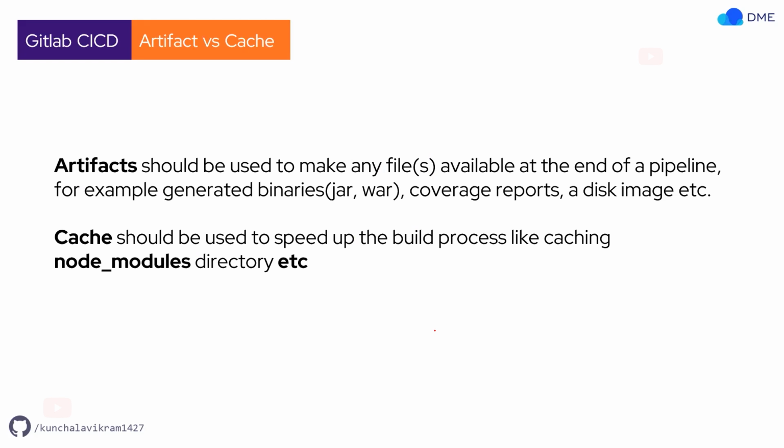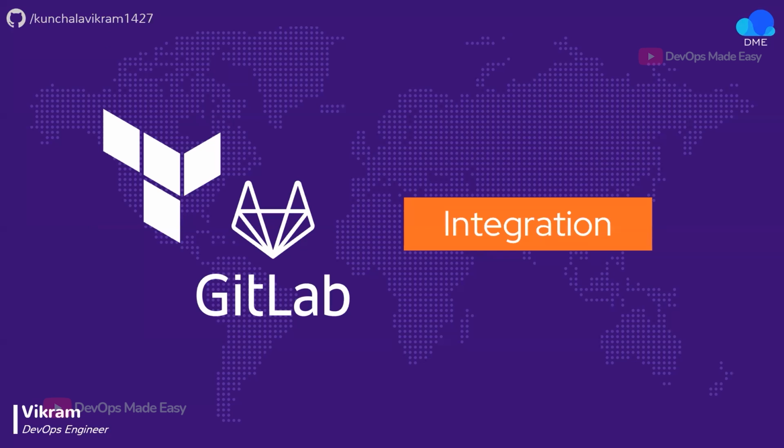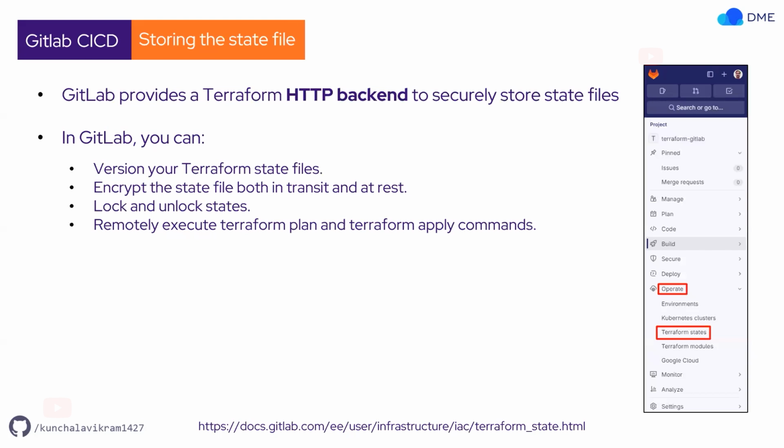Artifacts and cache are used to share data across various jobs, but artifacts are generally used if you want any data to be available after the end of the pipeline, so that you can download it. It can be a jar file, war file, or some reports. Even artifacts will be passed across all the jobs, but cache should only be used if you want to speed up the build process, where you cache certain data and reuse that cache across multiple jobs in a pipeline. Now we have almost reached the end.